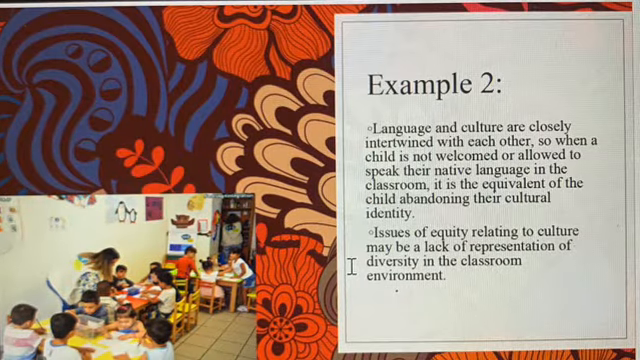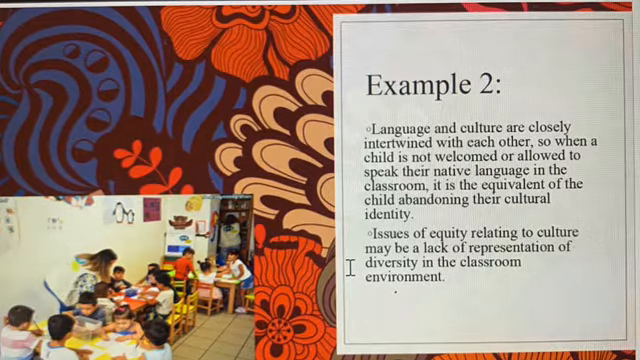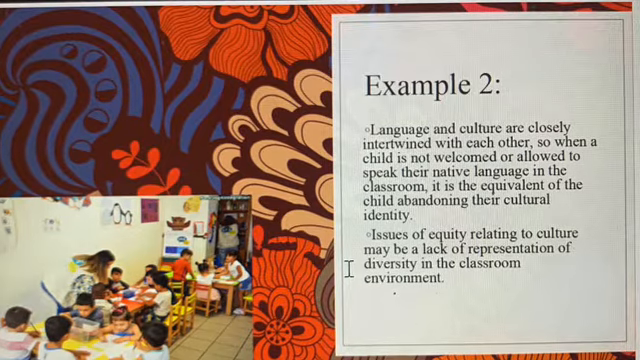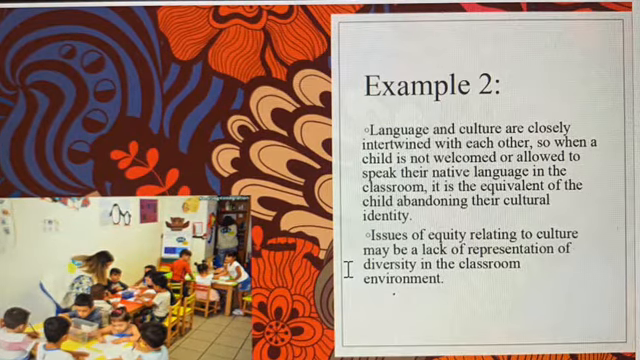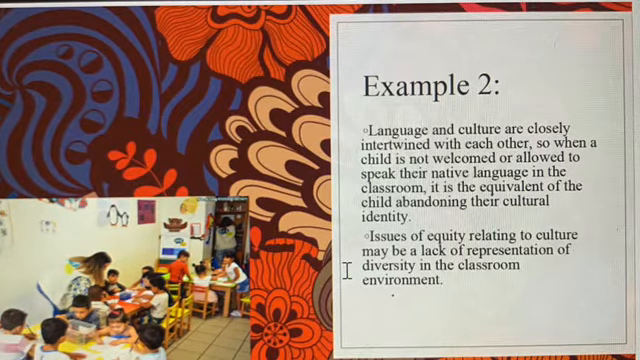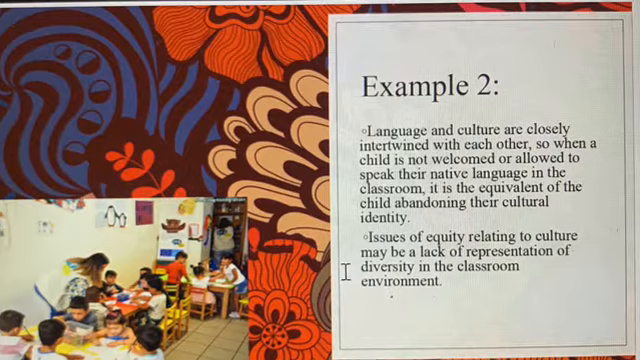The video contained elements of my first two examples, in which my second example focuses more on the cultural identity the language carries with the child. Language and culture are closely intertwined with each other, so when a child is not welcomed or allowed to speak their native language in the classroom, it is the equivalent of a child abandoning their cultural identity.